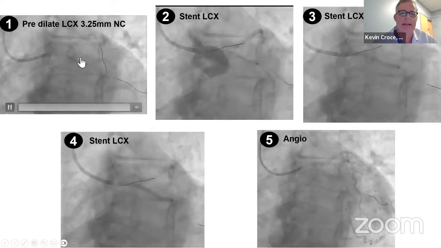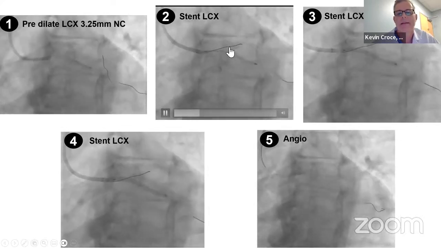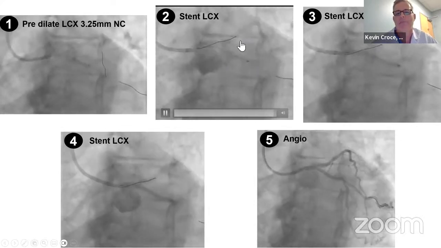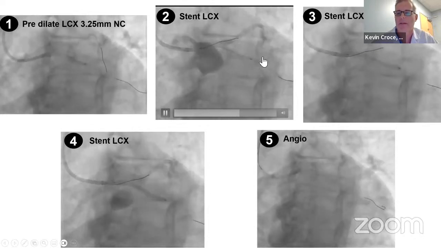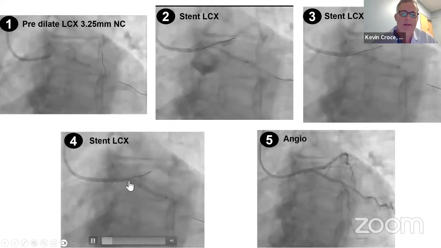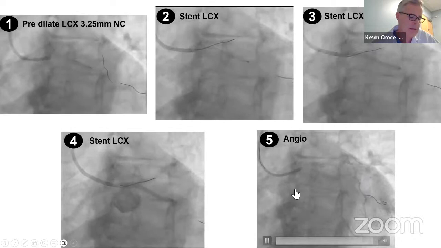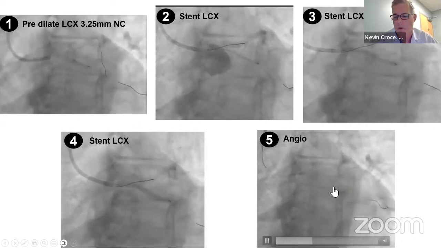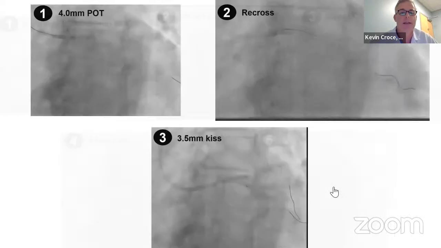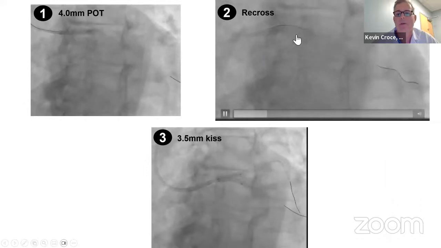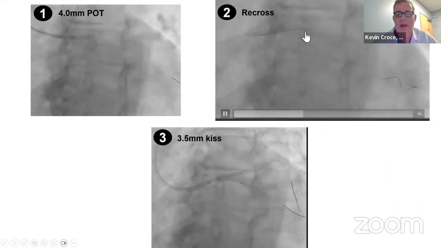We further pre-dilated the circumflex. We stented it. I think much like Mirvat said, I left the soft part of the wire there, despite the fact there was a lot of metal that tends to behave okay. After stenting the circumflex, we just took a little test angio to make sure there was no distal edge dissection. That looked good. We potted. We recrossed, as you can see in the upper right panel.